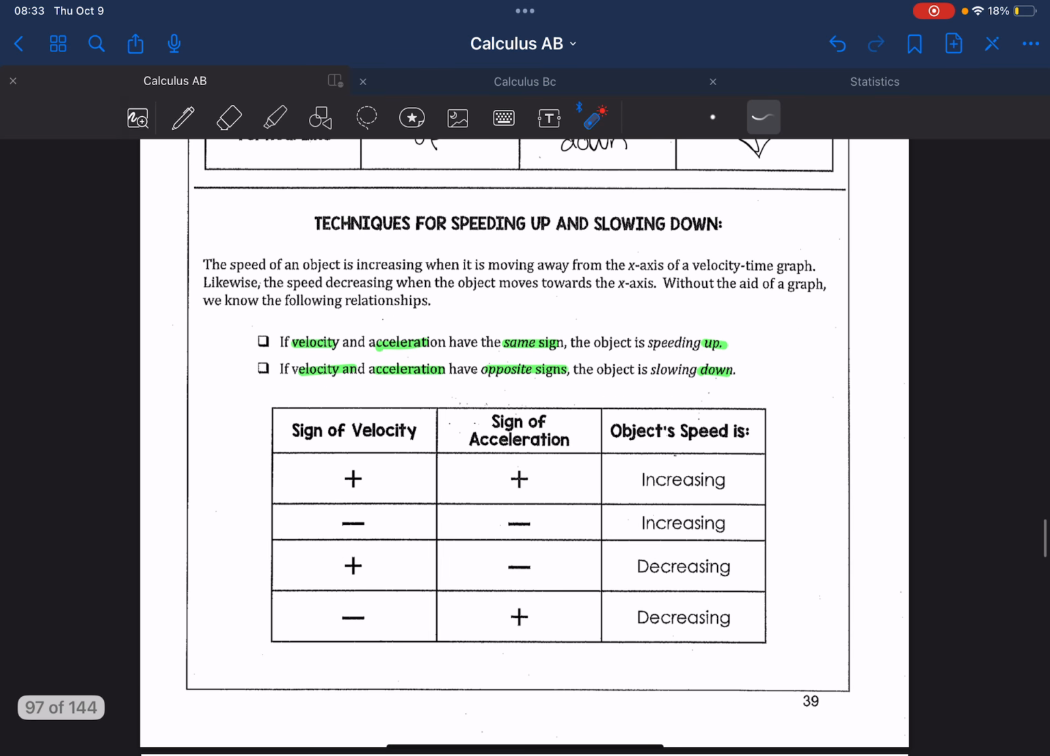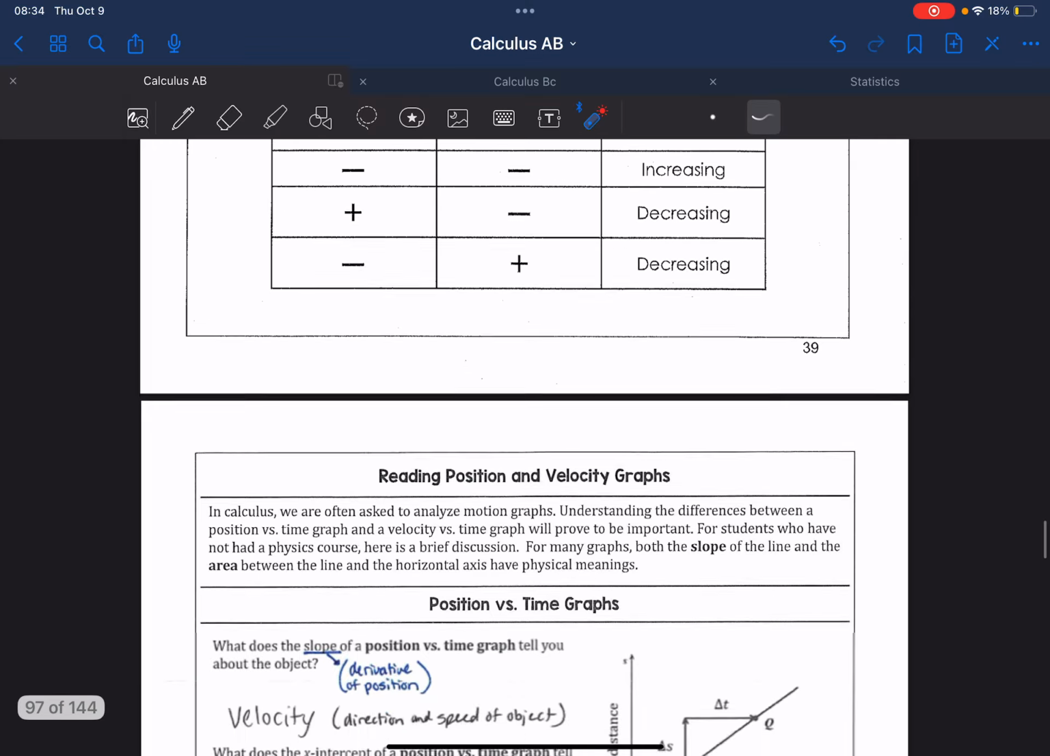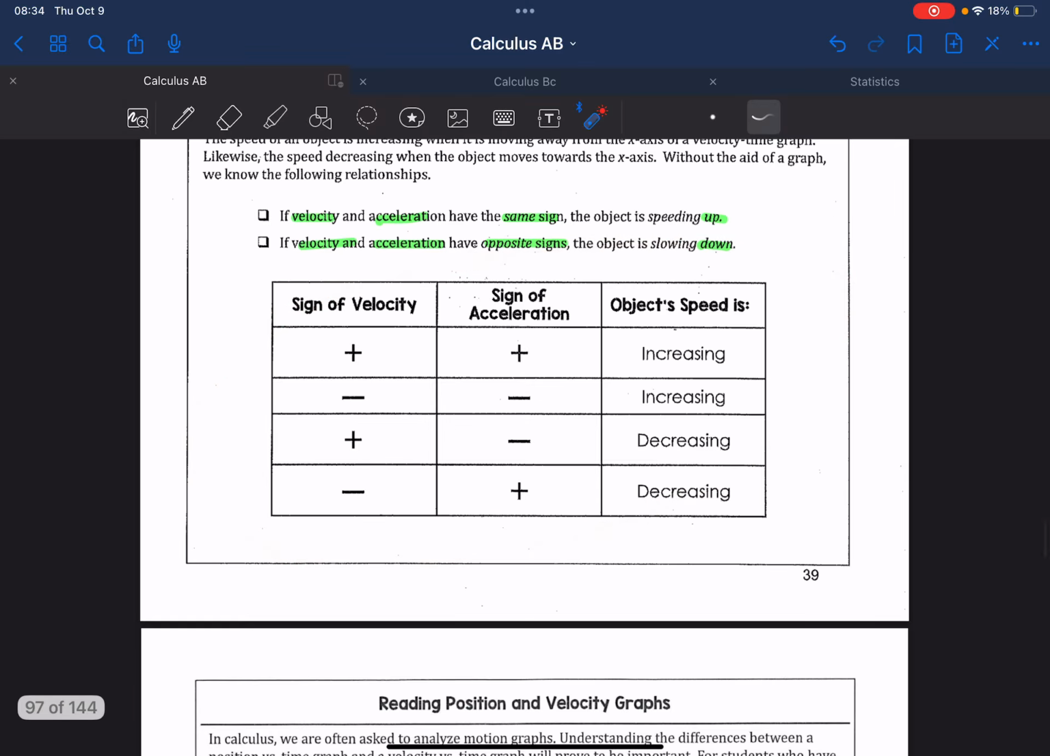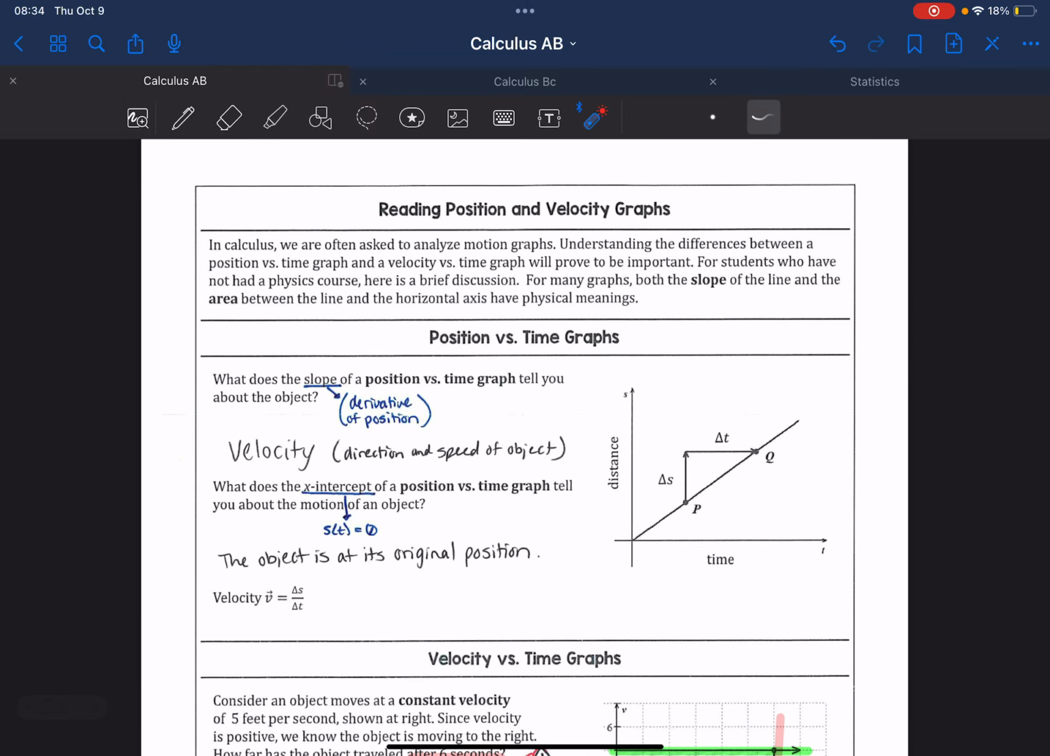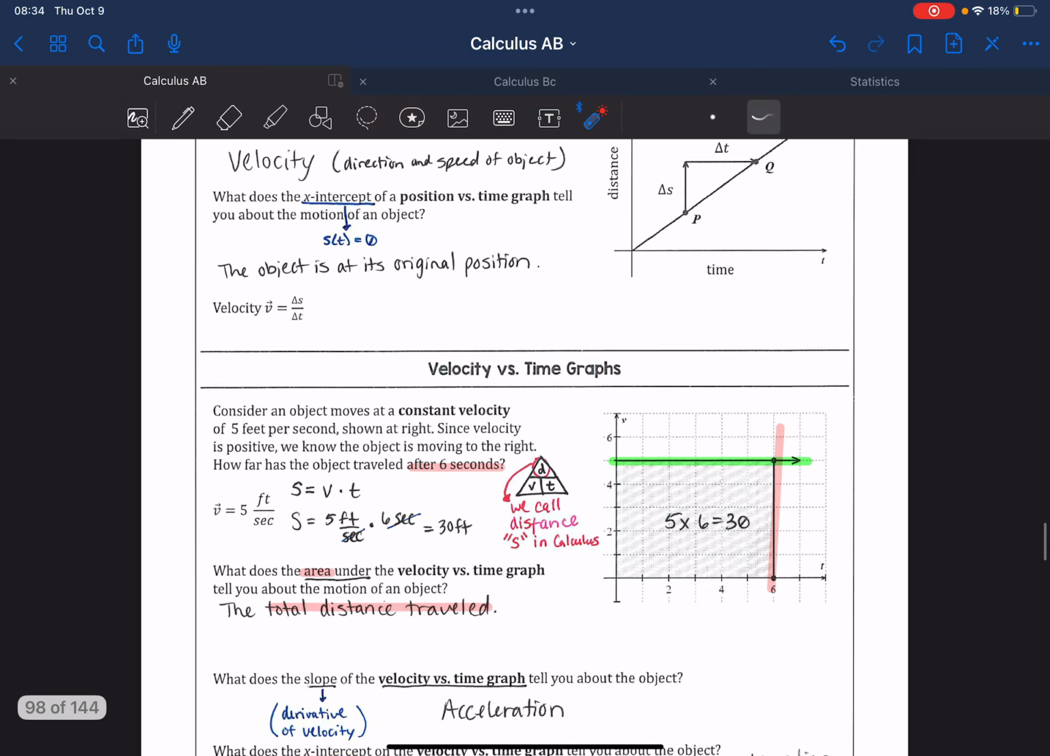Okay. We can also indicate if something is speeding up or slowing down based off the sign of velocity and the sign of acceleration. So if the sign of velocity and the sign of acceleration are the same, no matter if it's positive or negative, we know the speed is increasing. If the sign of velocity and the sign of acceleration are opposite, then we know that the speed is decreasing. Something that I would memorize. Okay, something if you want to go over on your own.